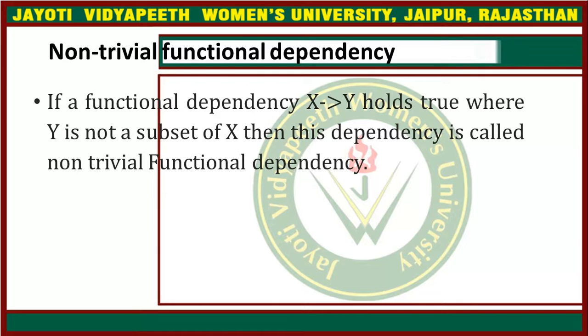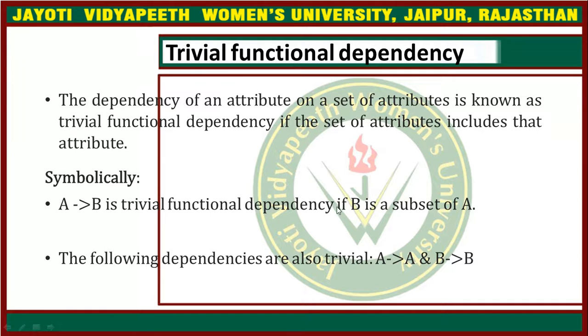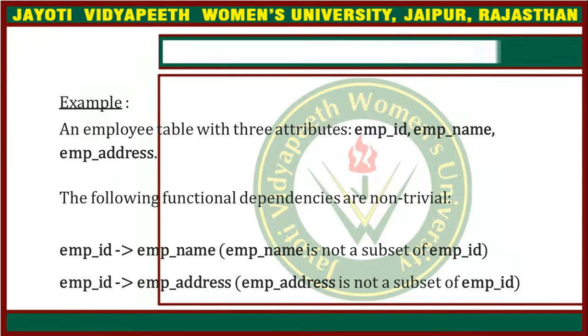Now come to the non-trivial functional dependencies. If a functional dependency X tends to Y holds true where Y is not a subset of X, then this dependency is called non-trivial functional dependency. Means there is a term you need to remember, means Y is not a subset of X. Previously what I said, that B is a subset of A in trivial. In non-trivial it is not a subset.